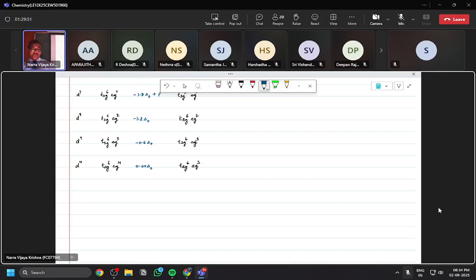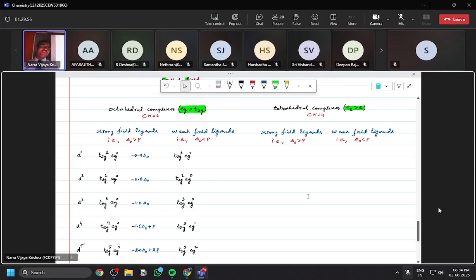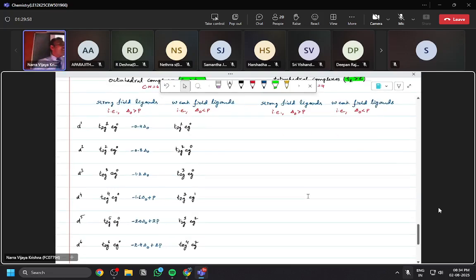Clear? In this way, by tomorrow, fill in all the remaining ones. So we are done with this concept. What is it? Crystal field theory. Tomorrow we will complete that and go to the next concept.